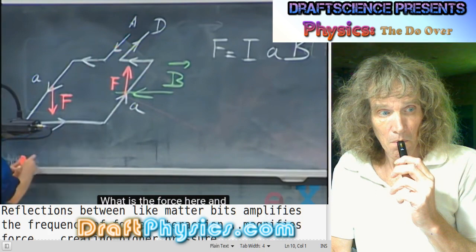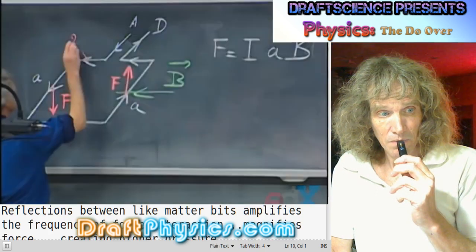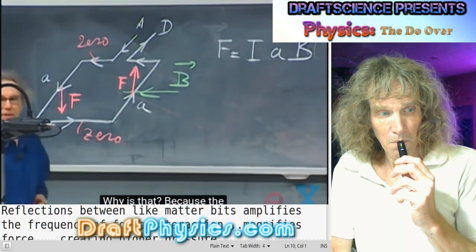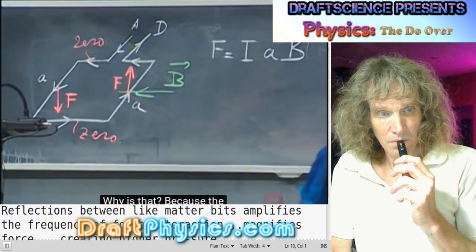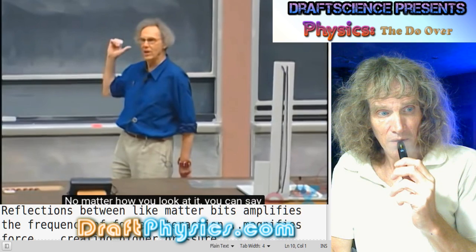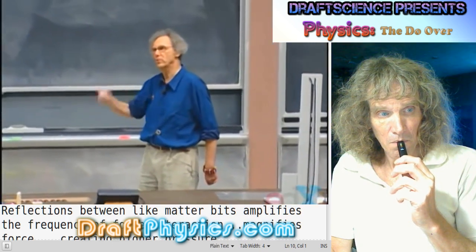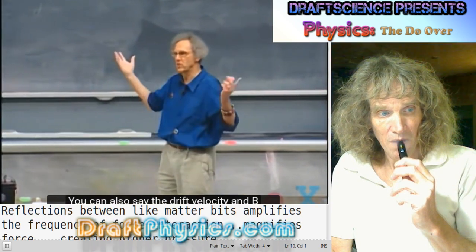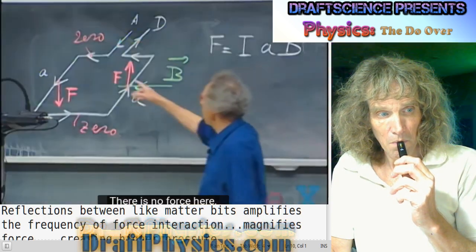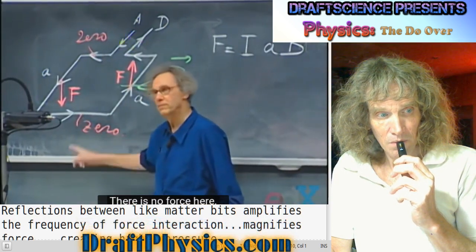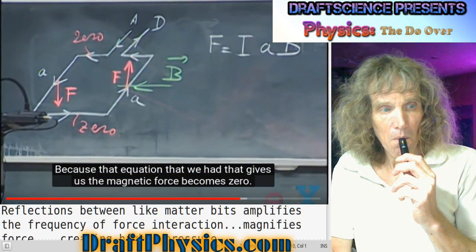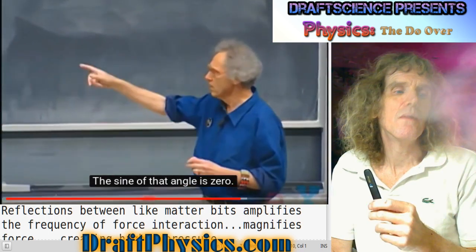What is the force here? Well, it's 0. 0 here, and it is 0 here. Why is that? Because the cross product is 0. No matter how you look at it, you can say dl and B are either in the same direction or in opposite directions. You can also say the drift velocity and B are either in the same or the opposite direction. It's all the same thing. There is no force here, and there is no force here, because that equation that we had that gives us the magnetic force becomes 0. The sine of that angle is 0.